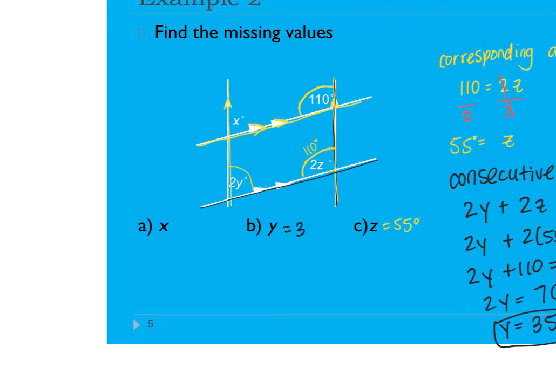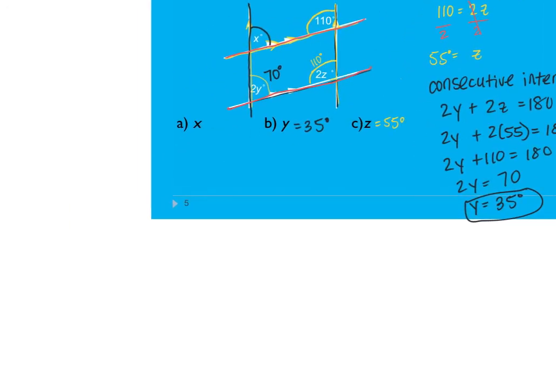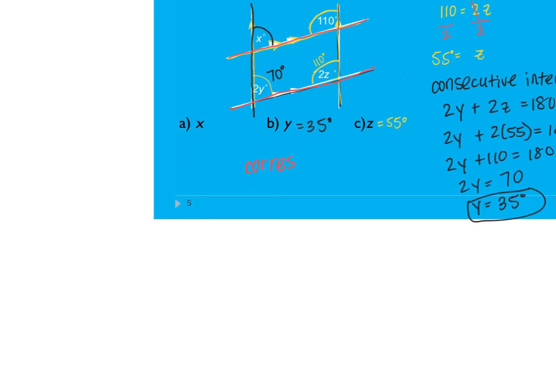So y equals 35 degrees. So 2y would be 70. So this whole angle is 70 degrees. And x, if we look at this being our transversal and the two in red, which we know are parallel, being the two lines that are cut by it, then they are corresponding angles, the 70 degrees and the x, okay? So I'm going to write this down here, corresponding angles. So that 70 degrees must be equal to x.